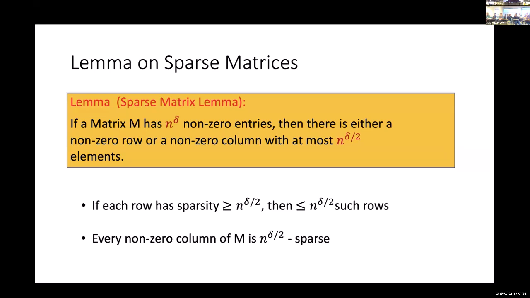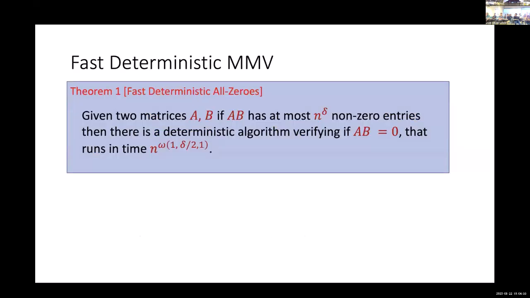Okay, good. So now we're ready. We have almost everything we need. So I'm going to redefine our problem. I give you two matrices A, B, and I want to solve the following case. I'm promising you that there are at most n to the delta non-zero entries in this product. Now tell me whether it's the 0 case, where the product is 0, or I'm in the case where I have at most n to the delta non-zero points. So distinguish these two cases.